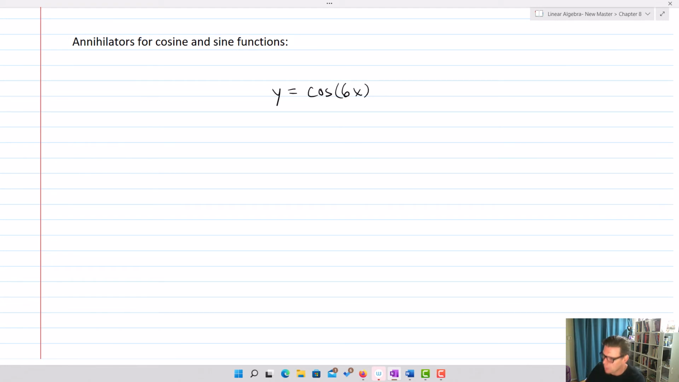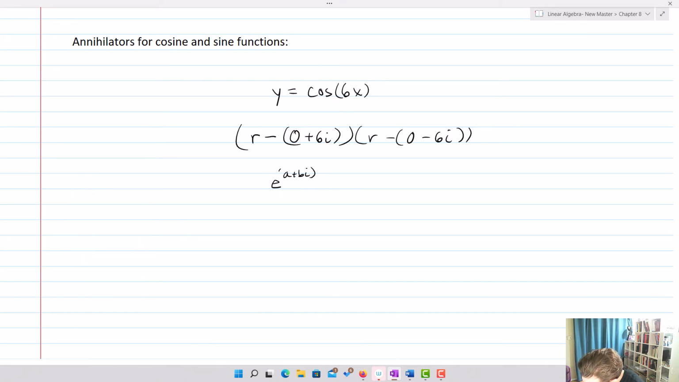Okay, and what we had was roots of the form, in this case, r minus 0 plus 6i, and also r minus 0 minus 6i. Because if you remember what we had from Euler's formula is that e to the a plus bi x would end up equaling e to the ax cosine bx plus e to the ax sine bx.